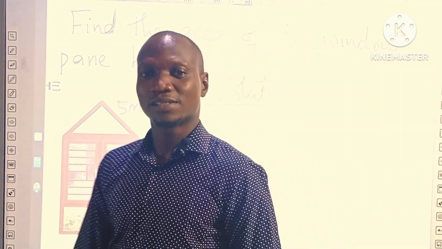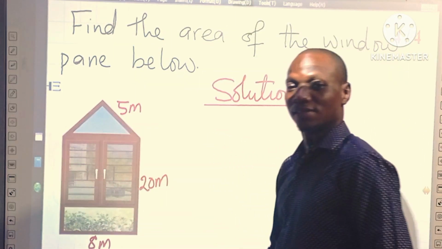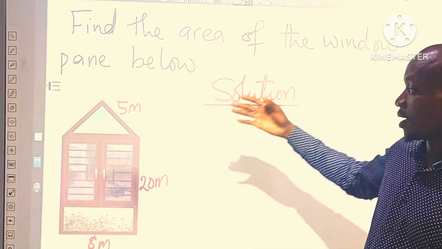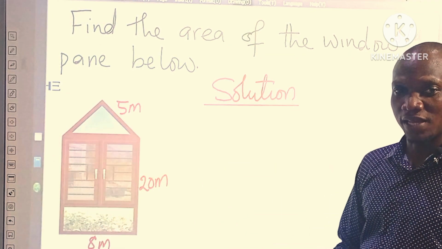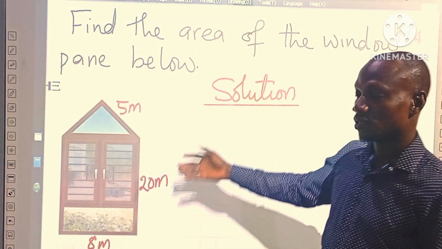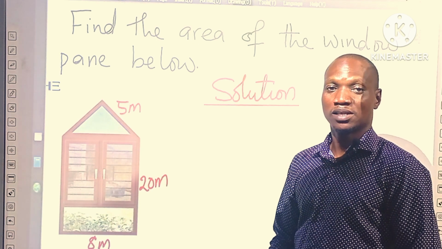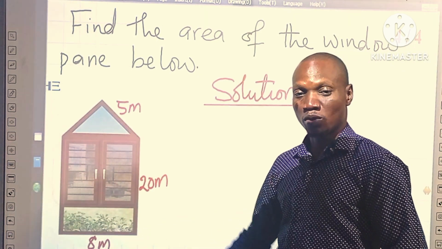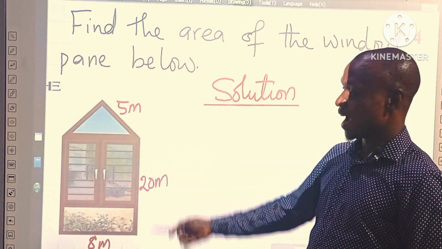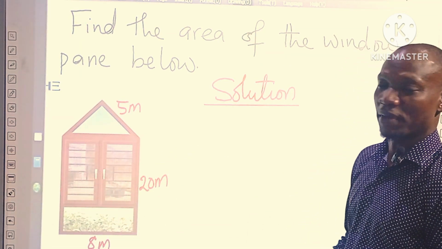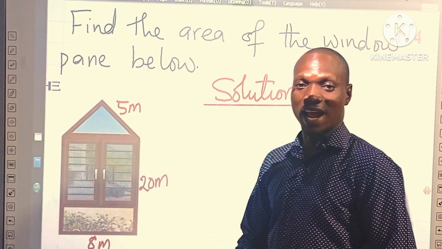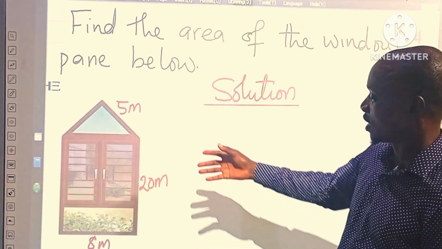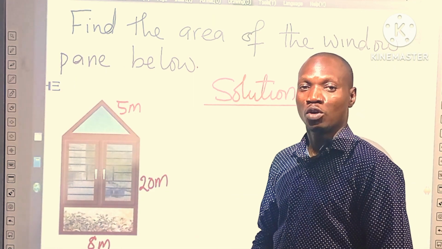In today's class, we shall be looking at finding the area of a window pane. As you can see on the board, we have a window pane and we have been given the base of the window pane, the height of the rectangular part of the window pane, and the slant height. So we are asked to look for the area of the whole shape.